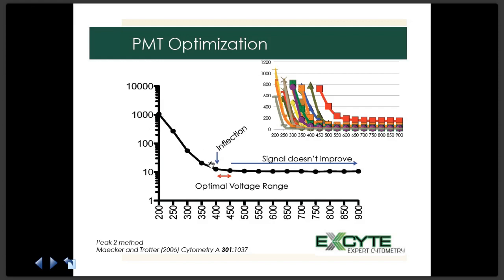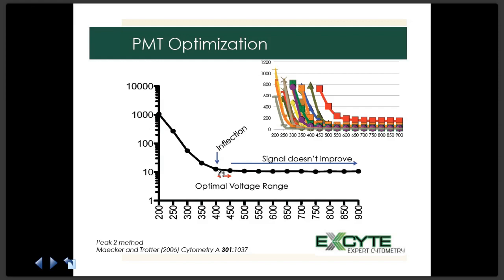So you can see we go from this to this. At high voltage up here, the signal isn't improving. That CV hasn't changed. So our optimal voltage is right just past the inflection point. We usually quote it within this 50 volt range. And this is a place that you want to start.